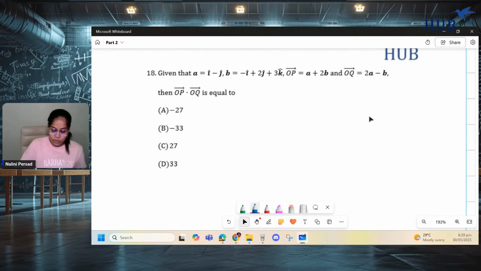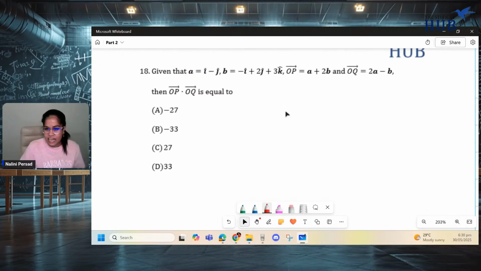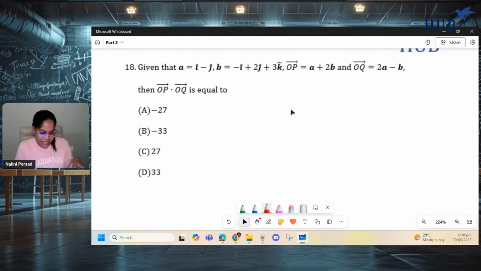Question 18 is a vectors question. Right, it's bolded. I hope you've seen it on your side that it's bolded. Sometimes it's hard to see, but these things are bolded. So A is a vector, right? These are 3-dimensional vectors. OP is equal to A plus 2B and OQ is equal to 2A minus B, we need to find the dot product. First things first, I don't know about you guys, this I hat, J hat, K hat thing is too long for me to write.